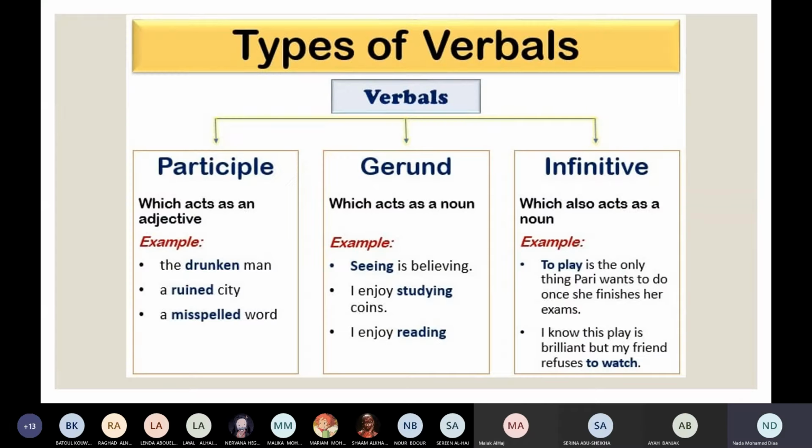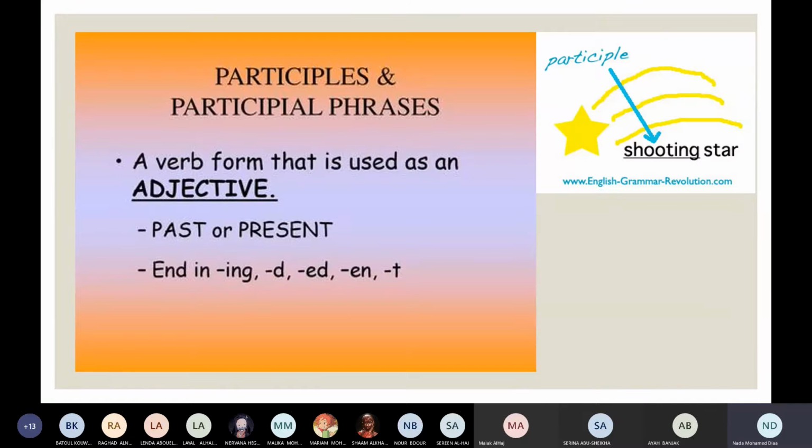As we said, the types of verbals, we have participle, gerund, and infinitive, and we will start with the participle. What is participle? Participle is a verb form. Again, it looks like a verb. When I look at it, I say, oh, this is a verb. But it's not a verb. It doesn't function as a verb. It functions as an adjective. Participles function as an adjective.